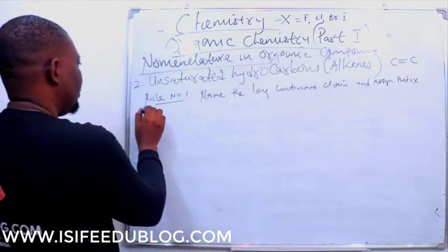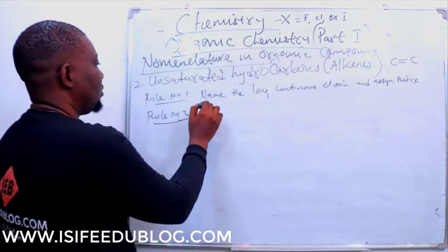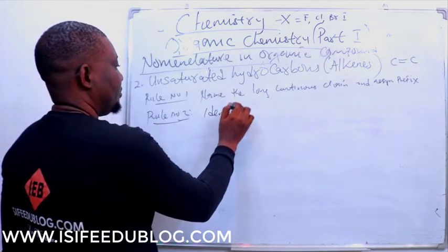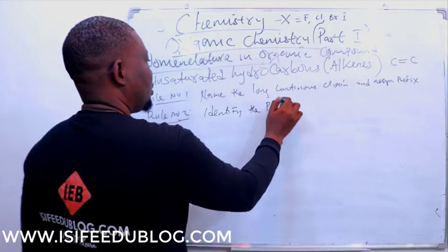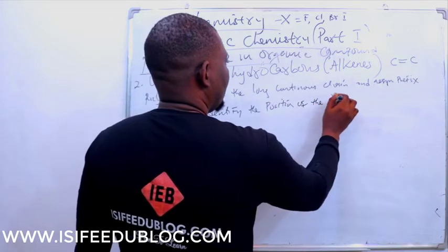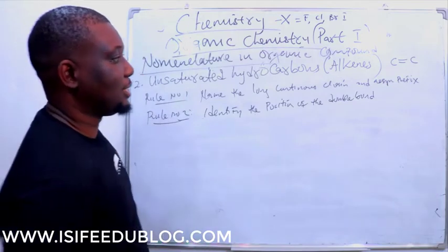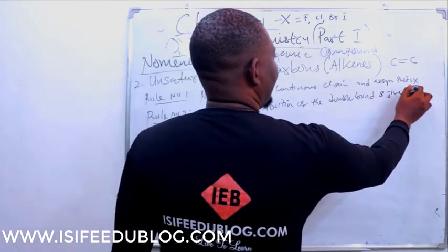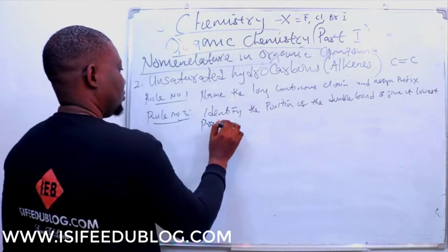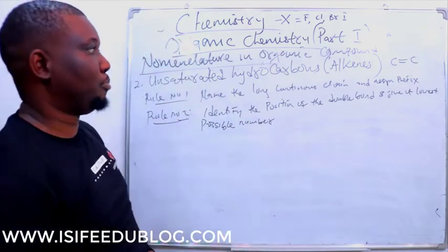And then rule number 2. Identify the position of the double bond and give it its lowest possible number.